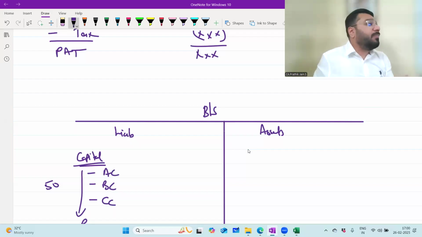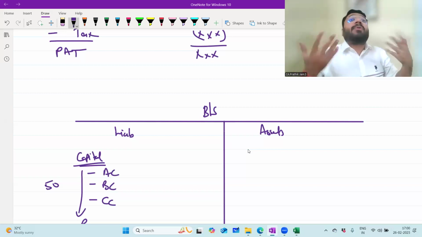Hence, this was a big problem in the format of the financial statement of a sole proprietorship concern and the partnership concern. Are you able to understand? I'm trying to tell you my problem.